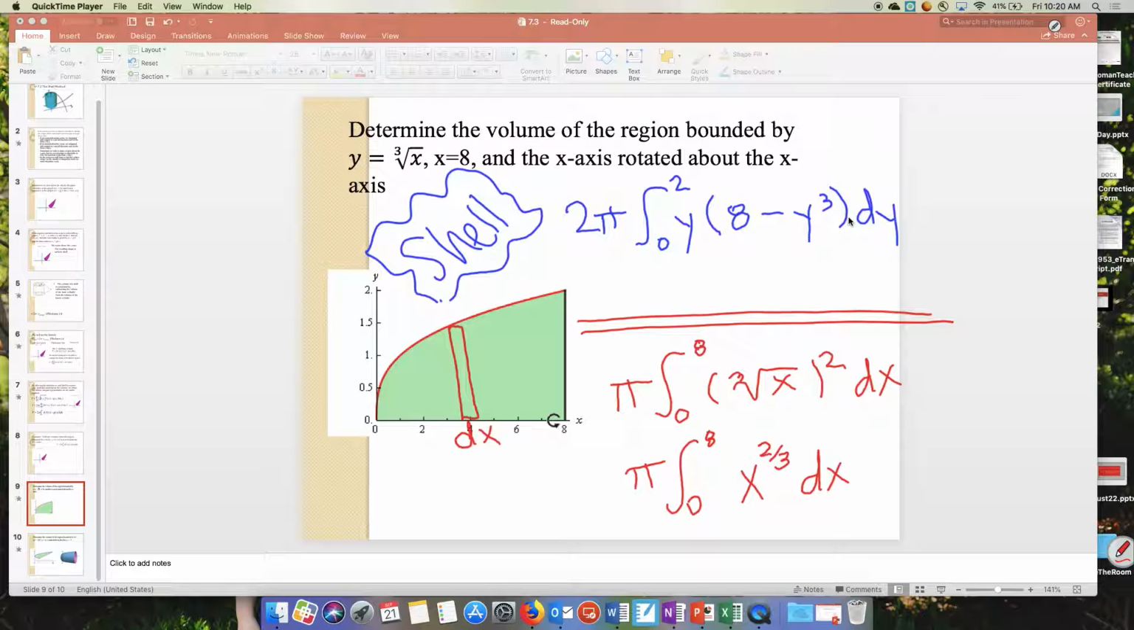Okay? Yes? I believe the solution for the integral is 96 pi over 5. I would agree with that. 96 pi over 5.